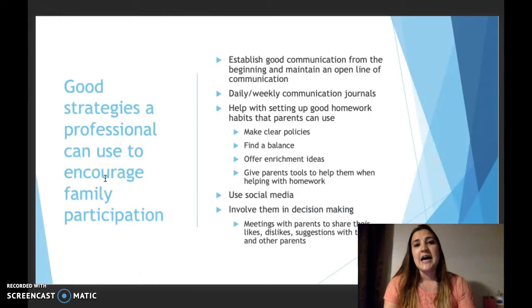Some good strategies that a professional, a teacher, can use to encourage parent involvement and participation would be to establish good communication. Your first impression of somebody is always so important, and as teachers, as educators, parents trust us with their children, and it's very important to set a comfortable, open environment from the very beginning. Make sure that parents know that they can talk to you.